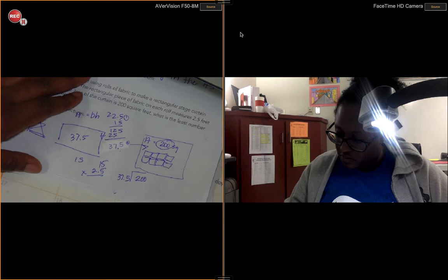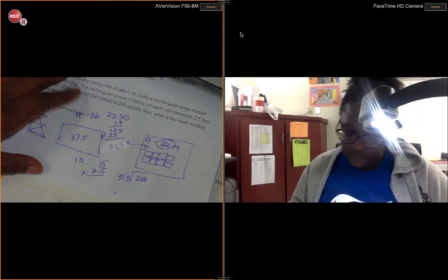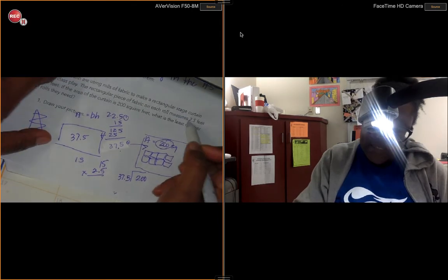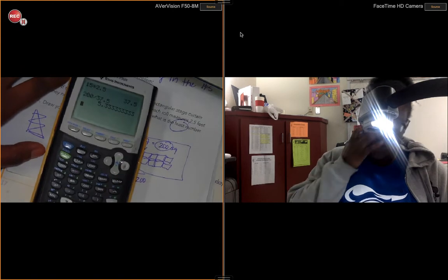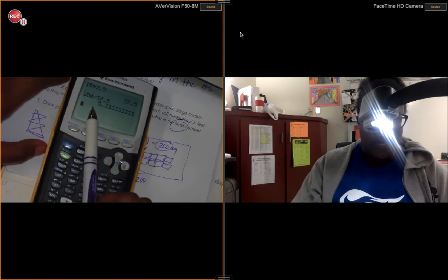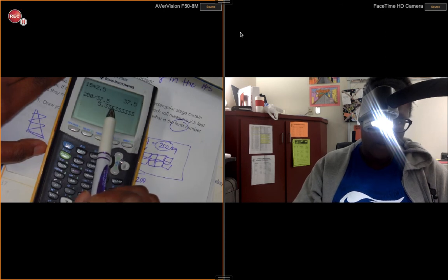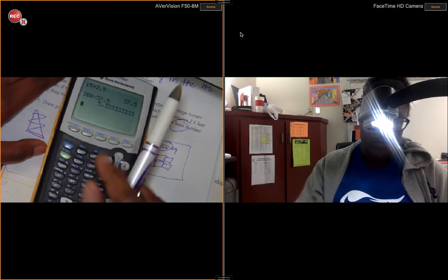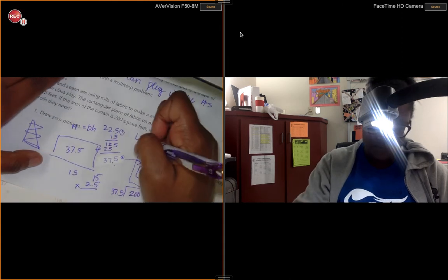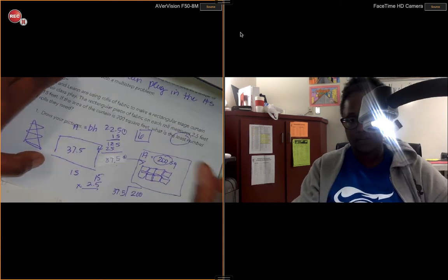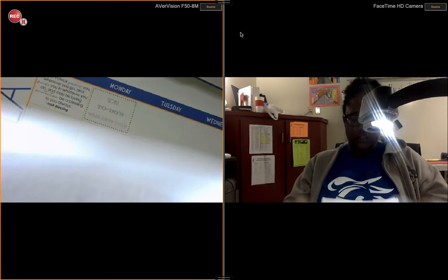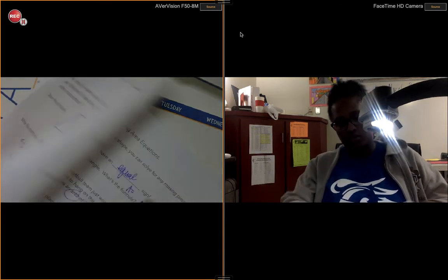200 divided by 37.5. What's the least number? So I got this repeating number. You would think it would be 5, but remember we need to cover up this part right here also. So we're actually going to need 6 pieces. So our answer would be 6 on this one.